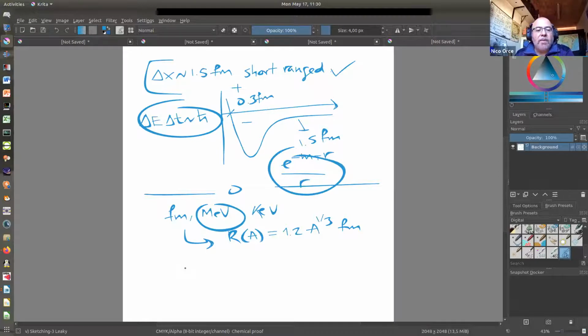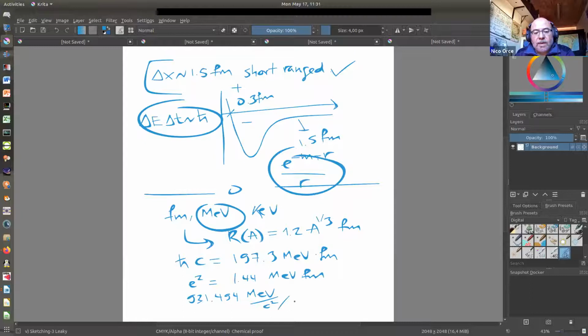But basically, this is why we have these quantities: h bar c, about 197.3 MeV Fermi. We also mentioned the other day e squared equals 1.44 MeV Fermi. I generally don't memorize these things, so you need to check, although I use them quite often. Or for instance, 931, as we also mentioned, 931.494 MeV per c squared, which is an atomic mass unit, or u, as they call it in the books.